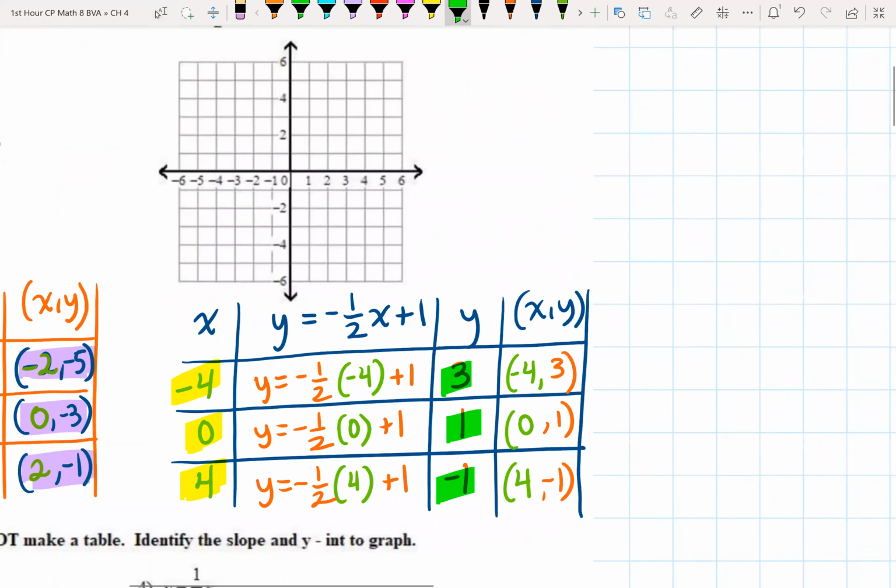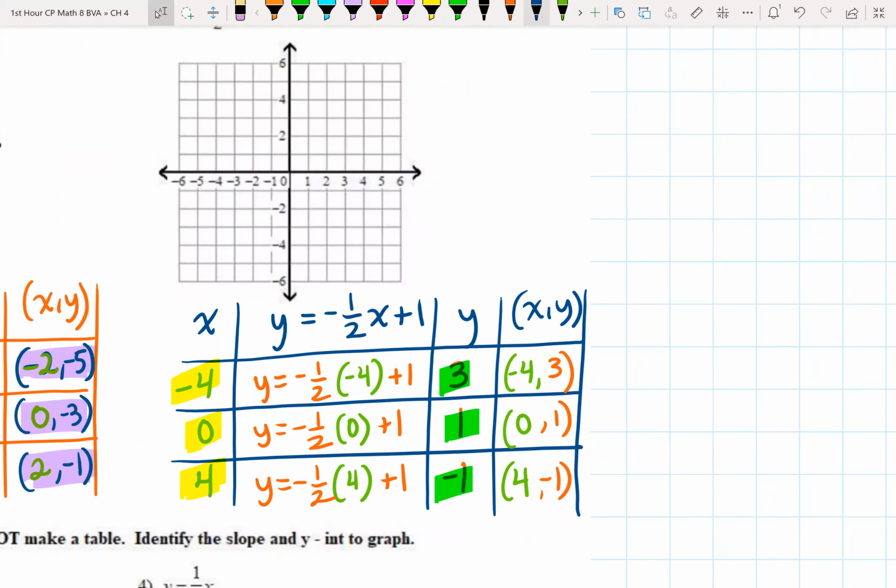So zooming back out to our graph, let's plot our first coordinate at -4, +3. So left 4 and up 3. And 0, 1, and 4, -1. Those points are in a line. It looks good with a y-intercept of 1 and a slope of -1/2.